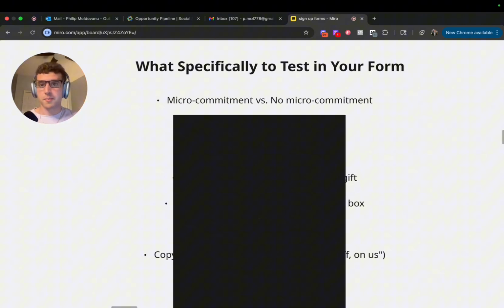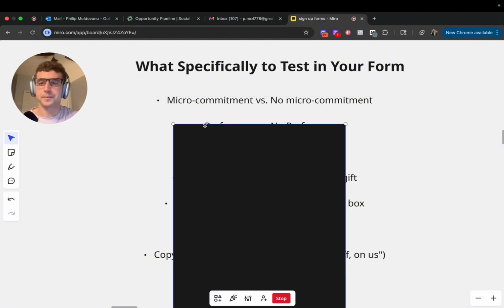A lot of the times the micro commitment will perform better, but you never know. I have brands where we actually don't run a micro commitment because it performs worse. So you have to test these things to figure that out. So that's the first one.